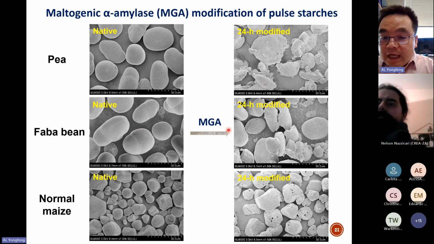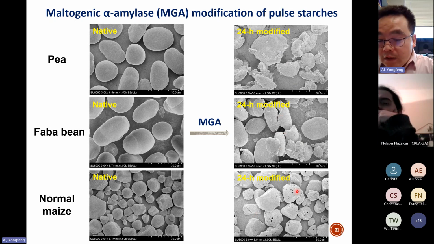In brief, this enzyme actually hydrolyzes the pea and faba bean using a surface pitting, a surface erosion approach. Because of that, you can see after the hydrolysis, the surface of the starch granules become less smooth. And also, you can see the different small pieces, and there are some fissures on the surface of the starch granule. But for the normal maize starch, this enzyme hydrolyzes through an inside-out pattern. Because of the pattern, you can see they have all the different holes. These holes go all the way to the center of the starch granule.